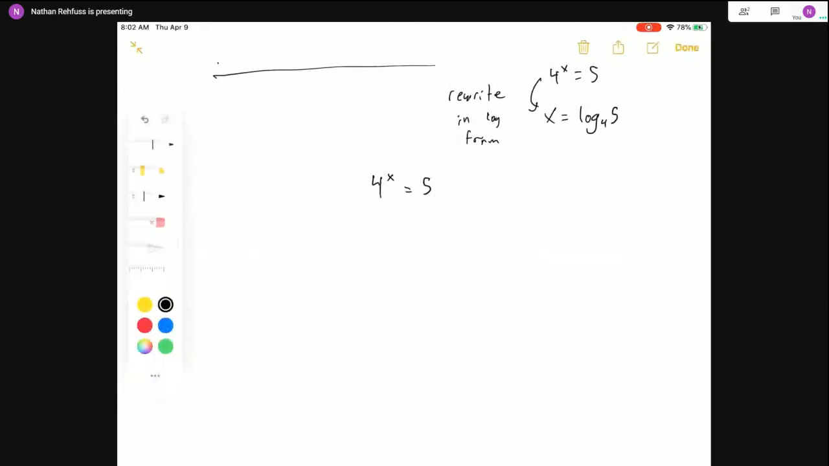I could take the log base 4 as a function of both sides, so now I'm treating it like a function instead of like notation. Now I have log base 4 of 4 to the x equals log base 4 of 5. And we know that log base 4 of 4 to the x, these are inverse functions, so they're going to cancel out, and we just have x on this side.